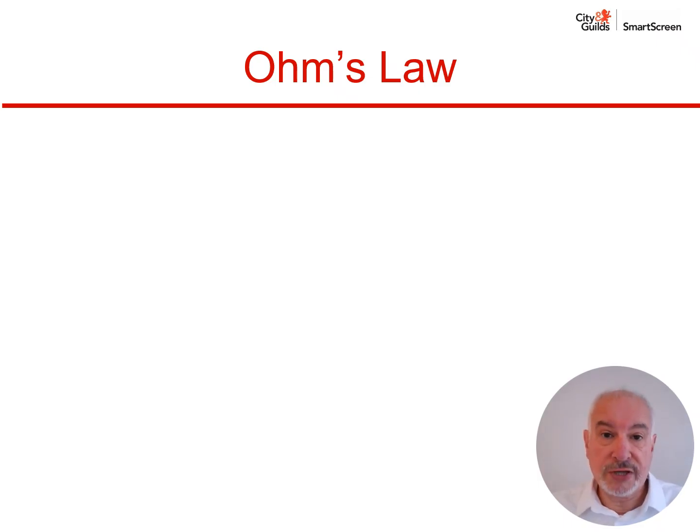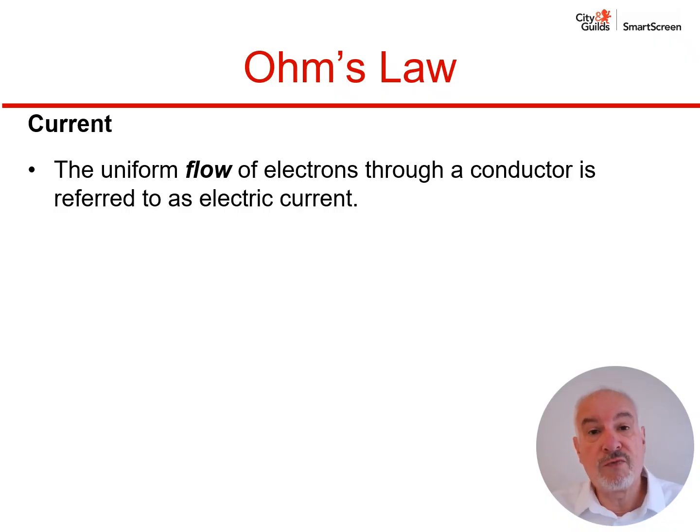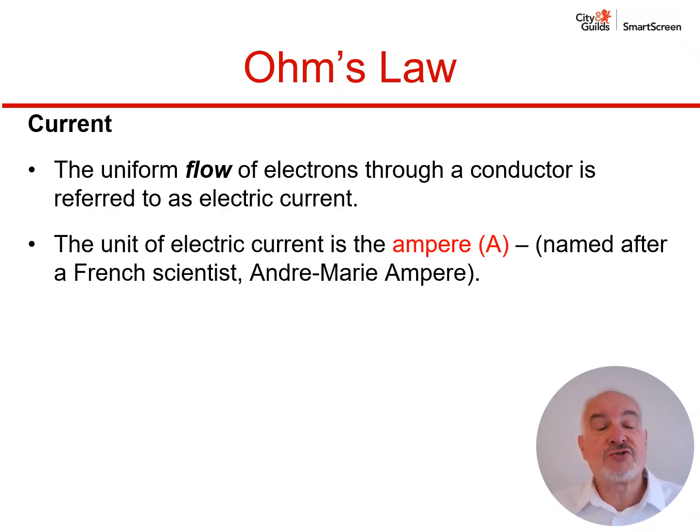I'm going to talk about those three quantities now and just define each one of them. So the first one is current. And current can be described as the uniform flow of electrons through a conductor or round a circuit. So it's as the electrons move and they carry electrical charge, that's what electric current is. It's the flow of that electrical charge around the circuit. The unit of electric current is the ampere, and we use the letter A, a capital A, as an abbreviation for ampere, and it's named after a French scientist called André-Marie Ampère.